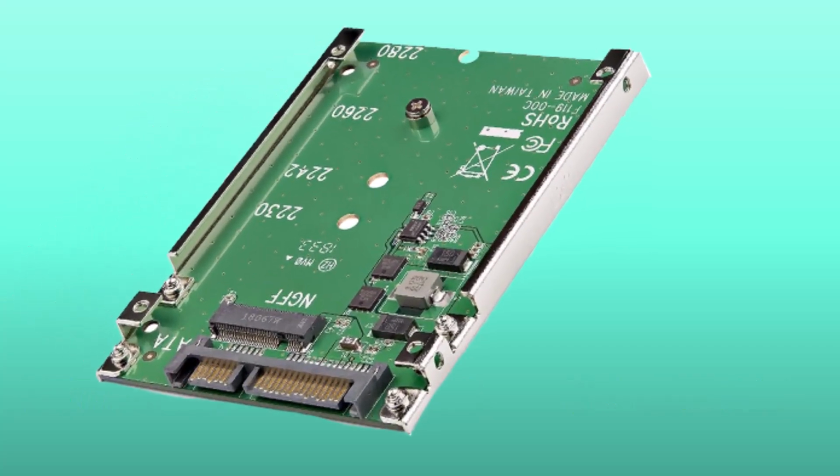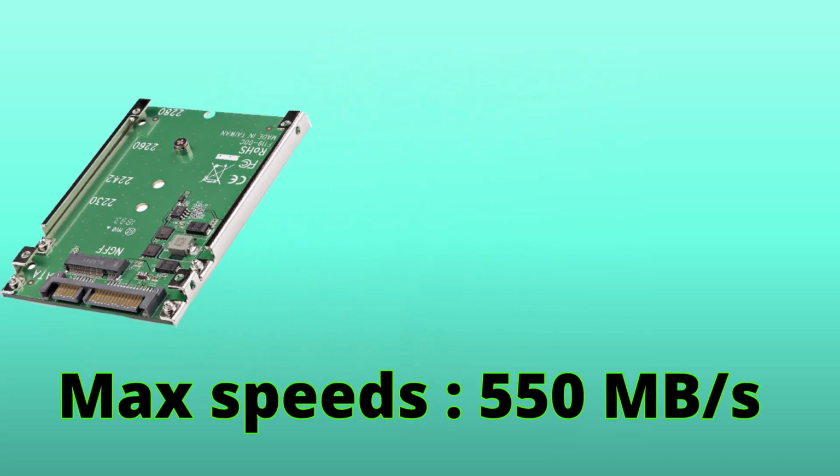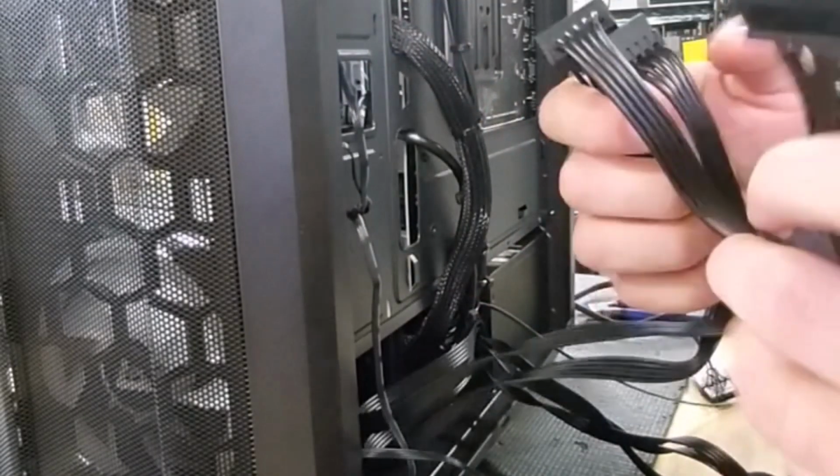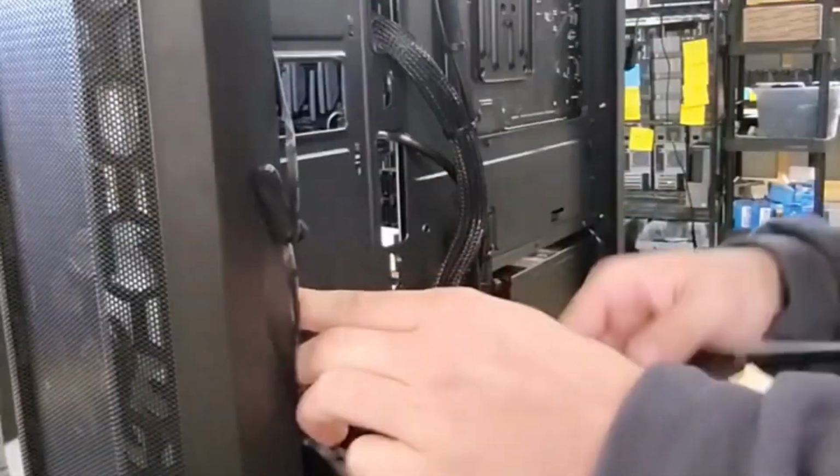First, let's talk about SATA SSD. These use the SATA interface, which is slower than newer standards. Max speeds are around 550 megabytes per second. You'll often find SATA SSDs in older systems or used to replace traditional hard drives, HDDs.